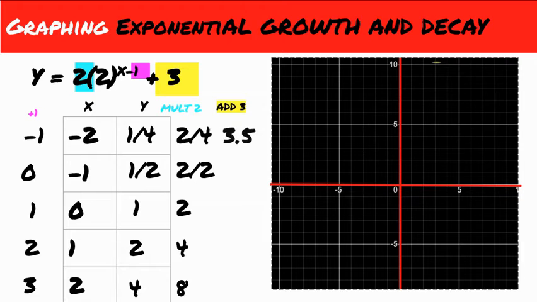So when we add 3 to 2 fourths, we get 3.5. To 1, we get 4. To 2, we get 5. 4 plus 3 is 7. 8 plus 3 is 11. We're now done transforming our points.